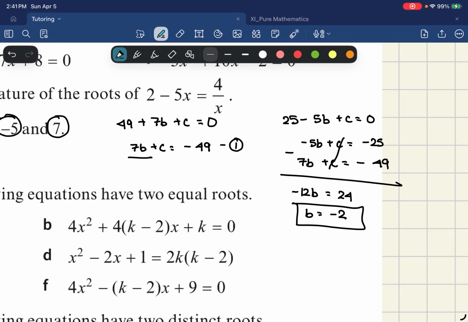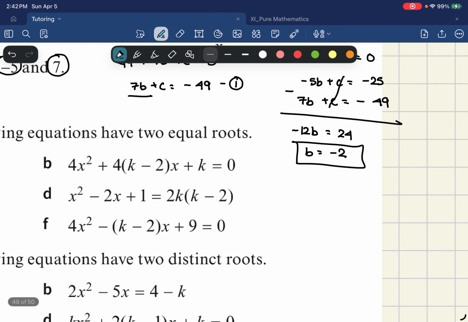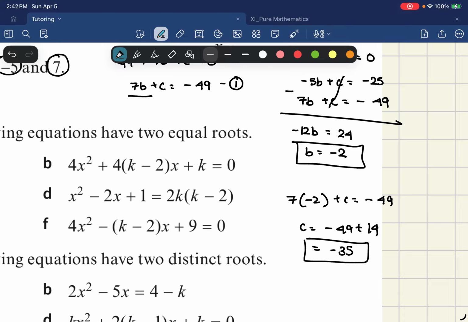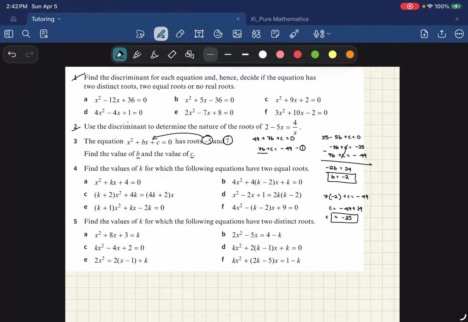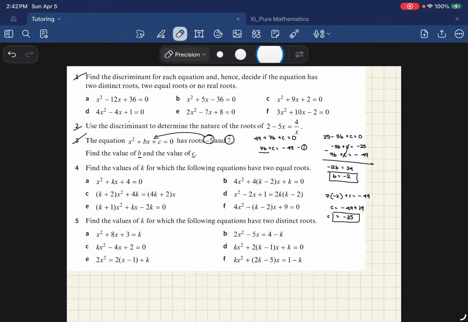And you can substitute b into any one of the two equations. So 7 times negative 2 plus c is negative 49. So c is just negative 49 plus 14. So you will see that c is negative 35. And you're done. You've calculated the value of b and you've calculated the value of c. Negative 2 and negative 35. All right. So you're done with 3.